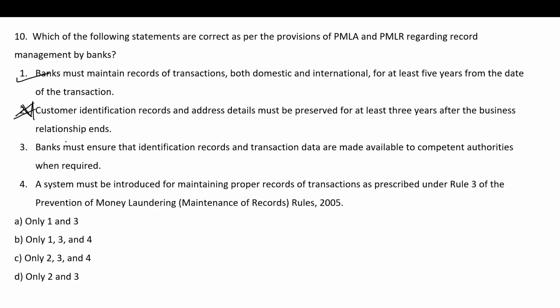Bank must ensure that identification record and transaction data are made available to competent authorities when required. Correct. A system must be introduced for maintaining proper record of transaction as prescribed under Rule 3 of Prevention of Money Laundering, Maintenance of Record Rules 2005. Correct. So 1, 3, and 4 are correct, making option B as the correct answer.